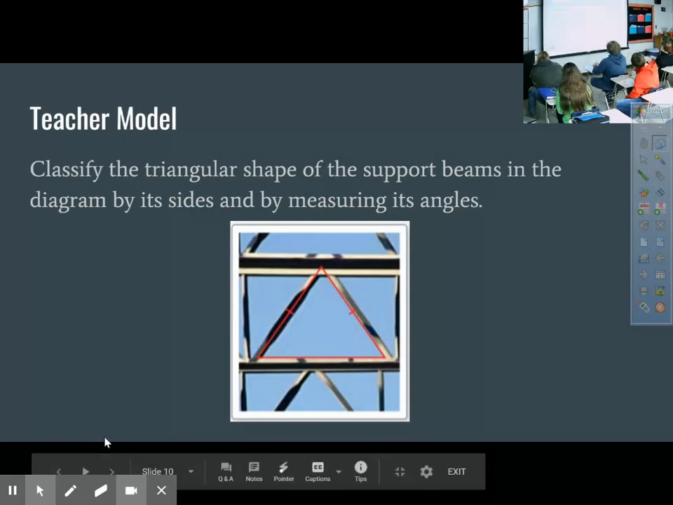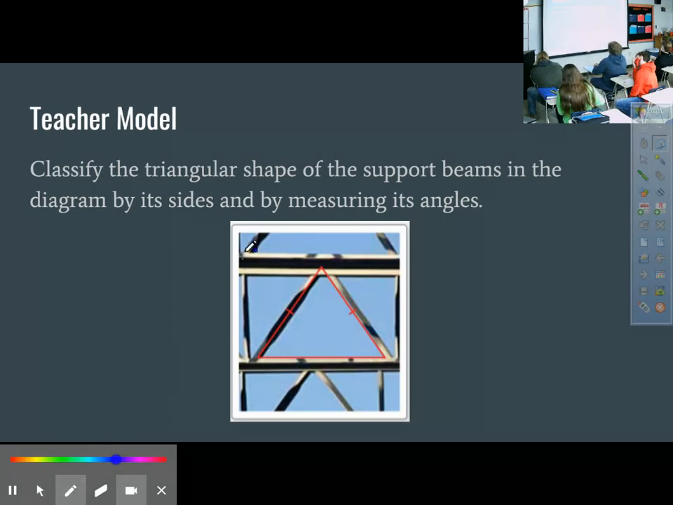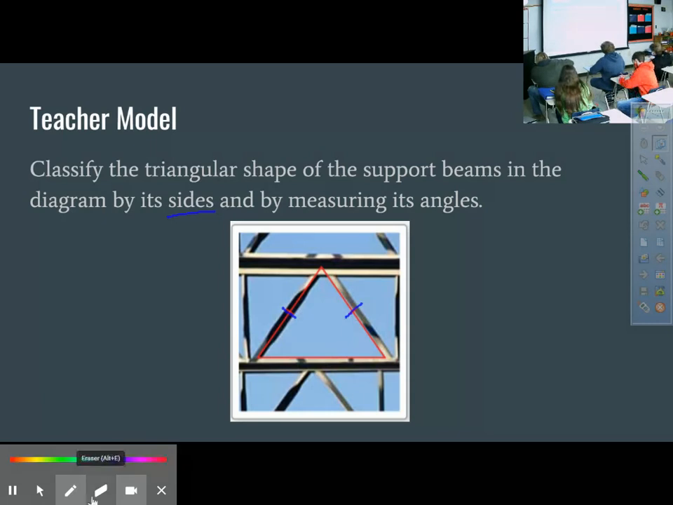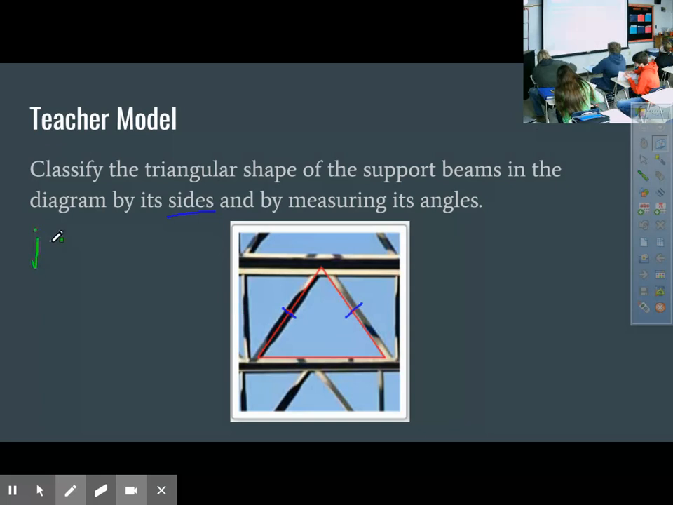Classify the triangular shape of the support beams in the diagram by its sides and by measuring its angles. So first I want to do the sides. Mine is colored so you can see it a little better. This triangle made out of the support beams has 2 sides marked congruent. From previously, if it has at least 2 sides congruent, that is considered isosceles. So I would classify it as isosceles by its sides.